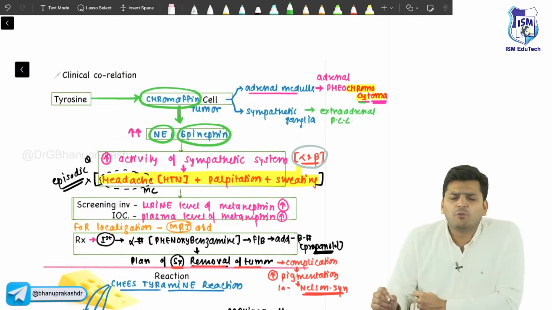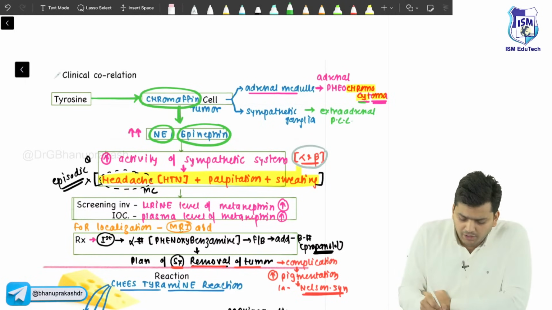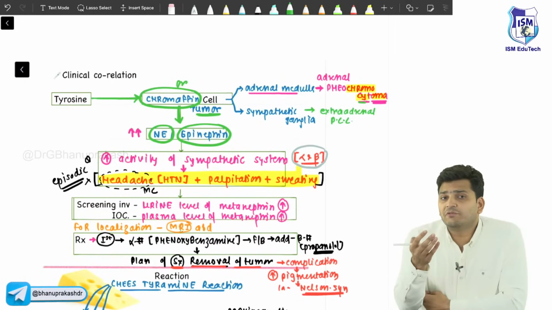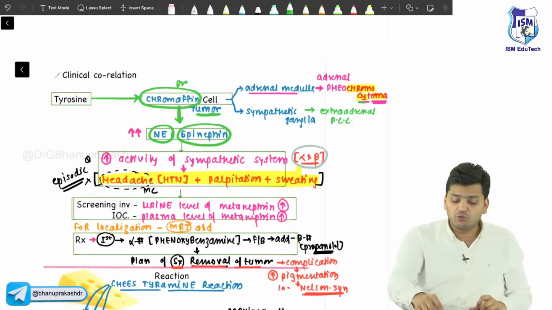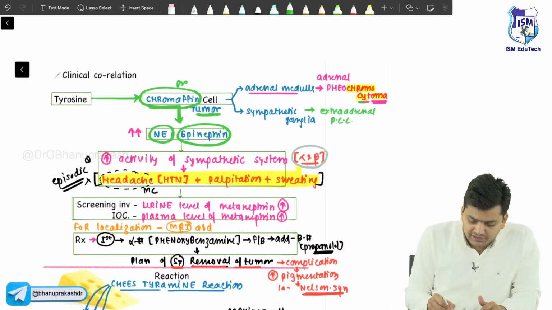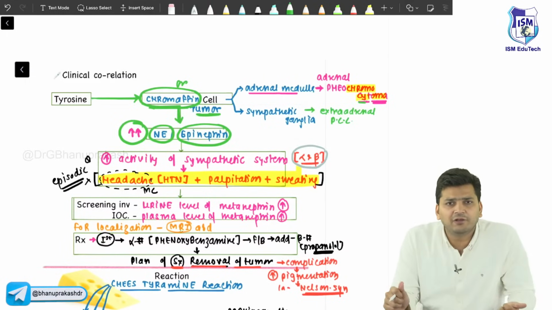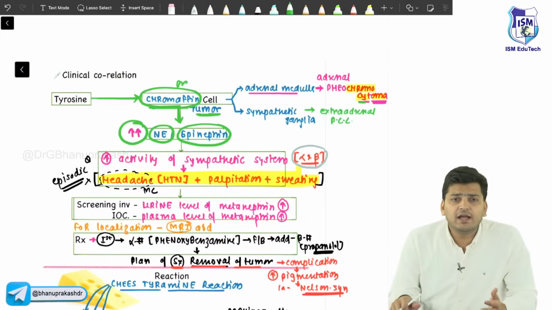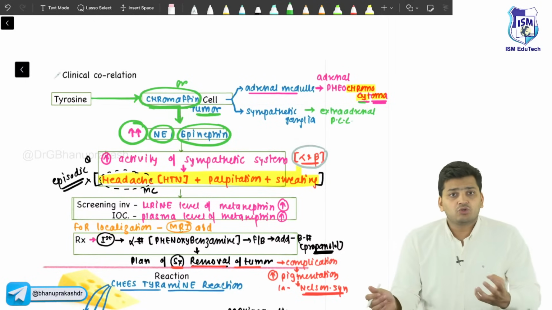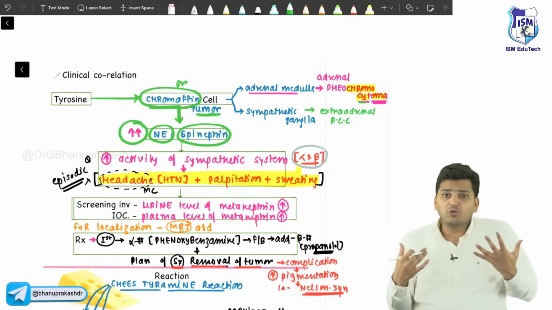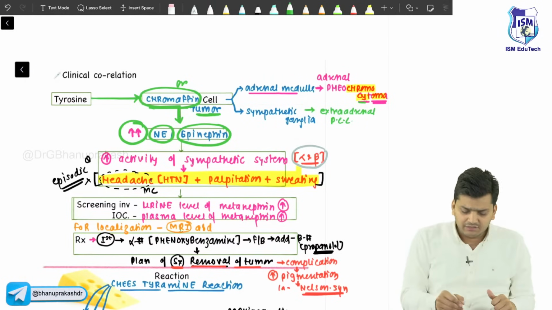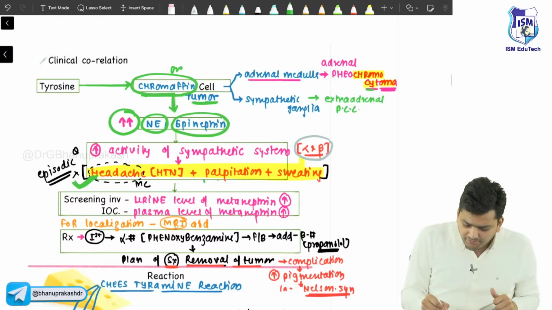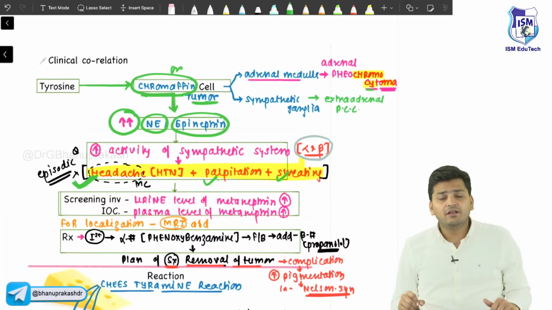If there is a tumor in the chromaffin cells, that is called chromaffinoma. The other name of chromaffinoma is pheochromocytoma. So, if there is a pheochromocytoma, meaning there are more chromaffin cells, there is more production of norepinephrine, epinephrine. Norepinephrine, epinephrine, they are the mediators of the sympathetic system. So the sympathetic system will work more, and because of that, the patient will have palpitation, headache, hypertension, sweating. These symptoms will be there. Headache, palpitation, sweating. This is a classical triad.